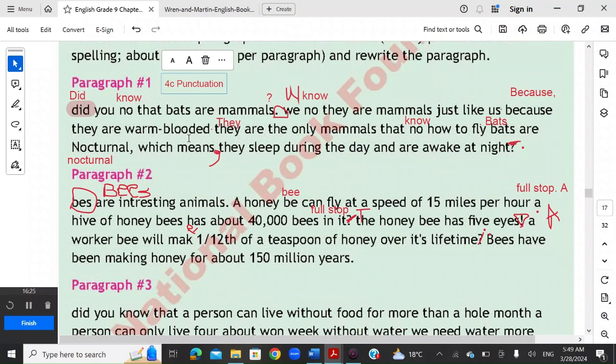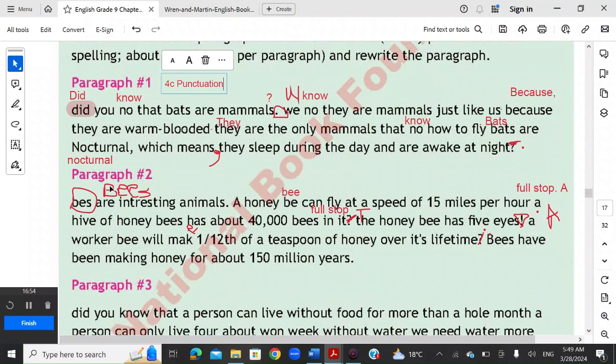The whole information has been completed here. Then we are supposed to put a full stop. Again, the T of they will be capitalized. They are the only mammals that know how to fly. They know how to fly, full stop.